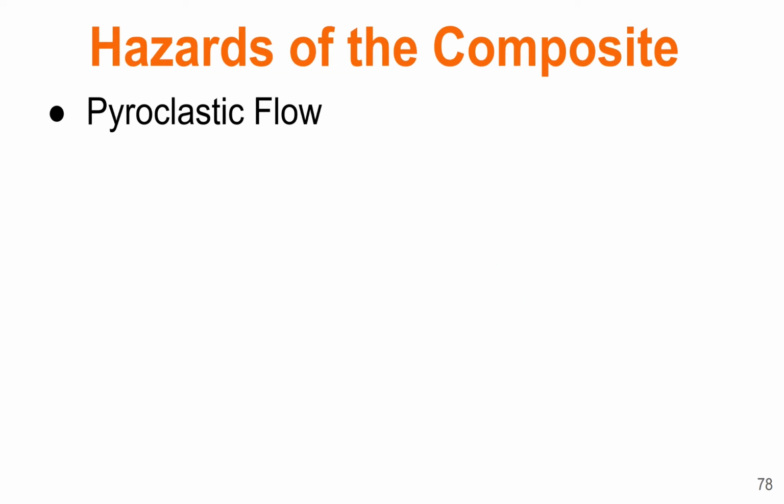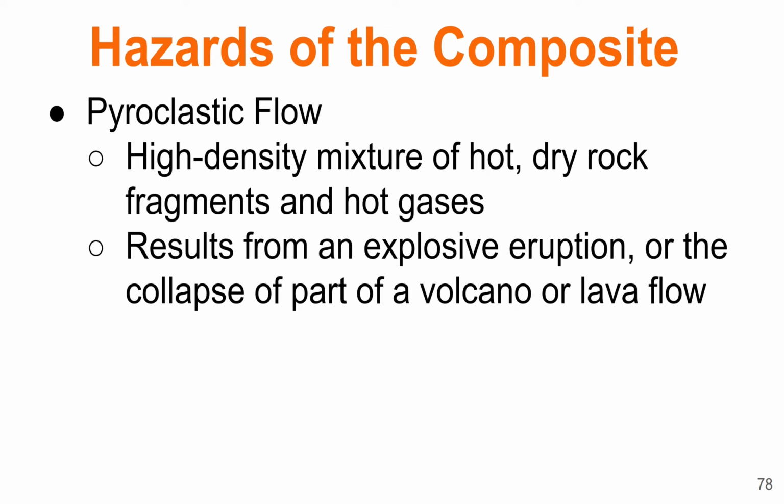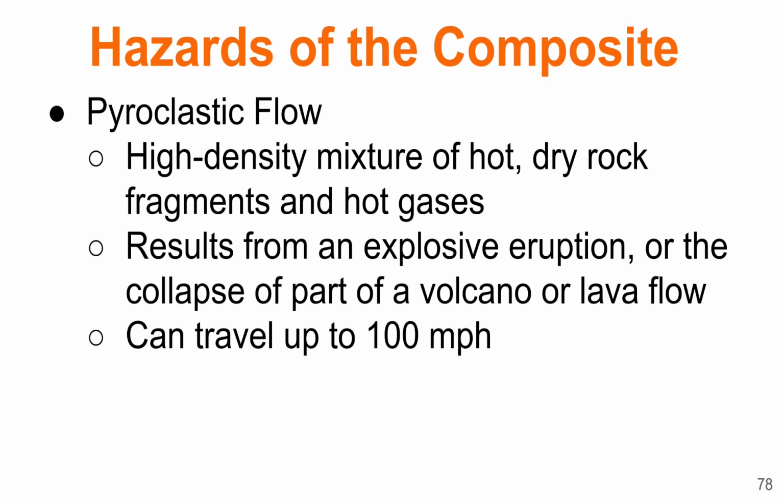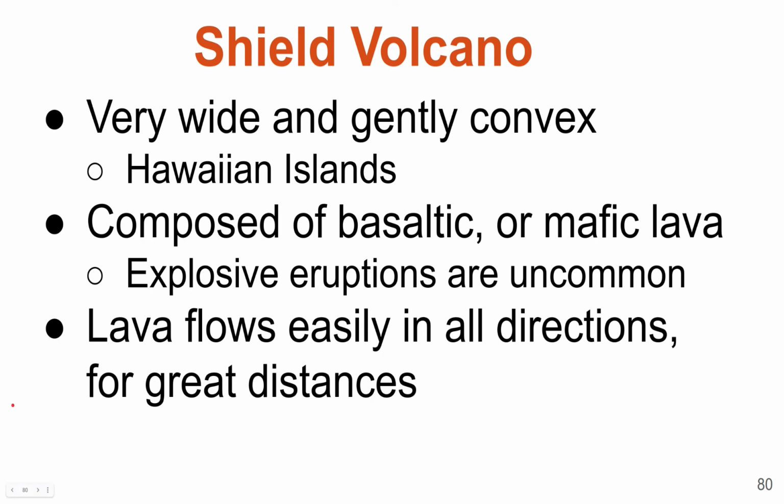There we've got Fuji, classic volcano shape, made of multiple flows of lava and ash. Hazards: pyroclastic flow, hot, dry rock fragments and gases. Explosive eruptions, over 100 miles an hour. There's a pyroclastic flow. So, shield volcanoes, they're very, very wide. They're very flat. They're made of basaltic lava. They don't explode. The lava flows for great distances before it cools because it's so fluid.